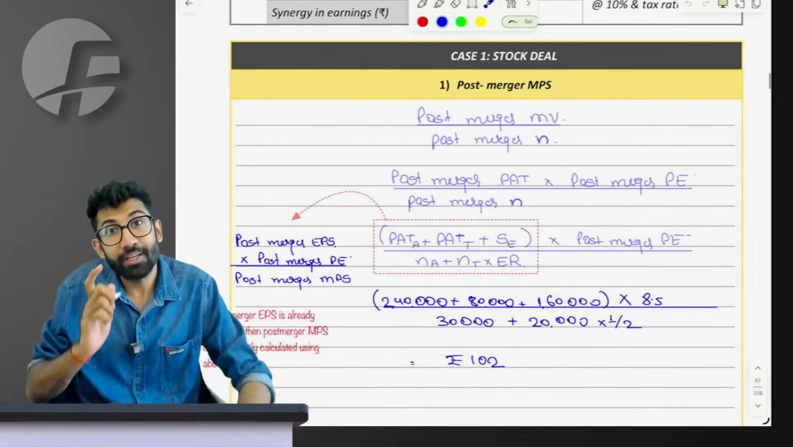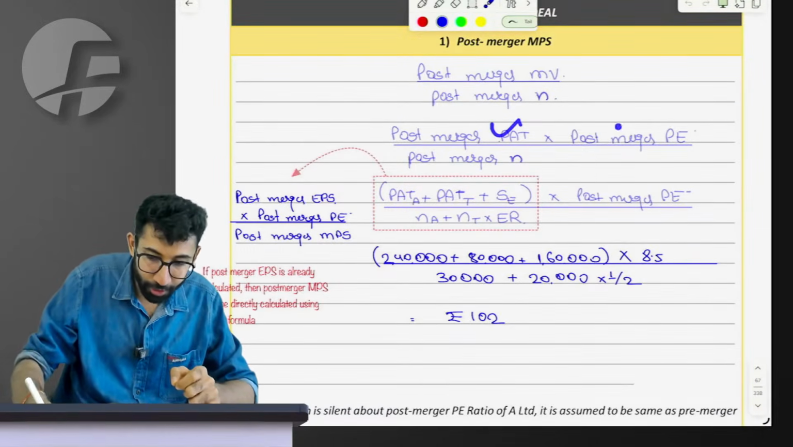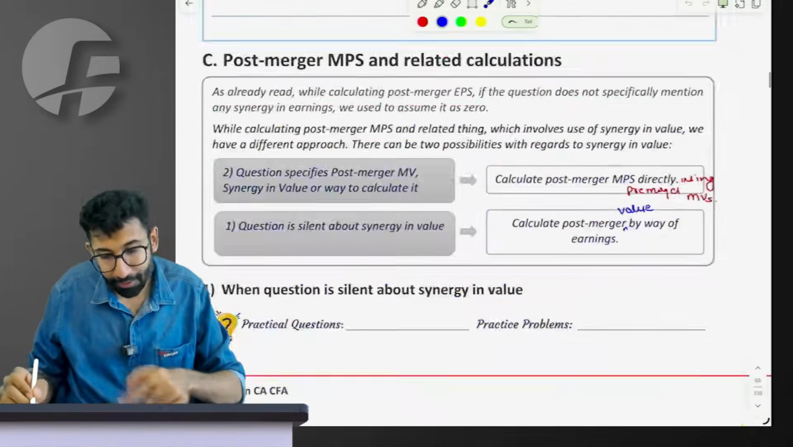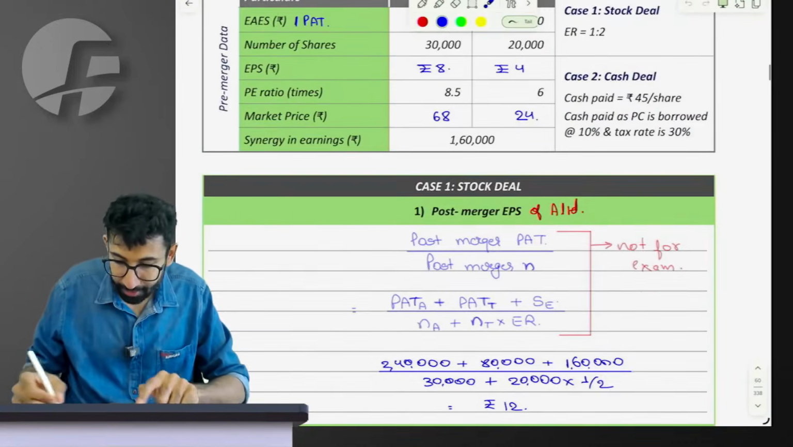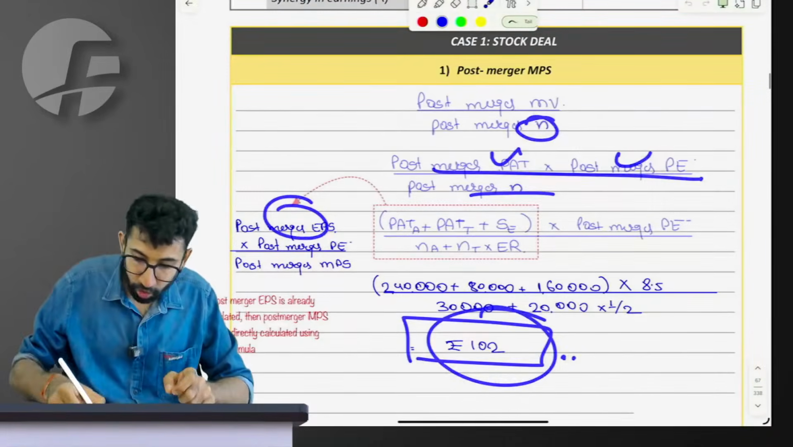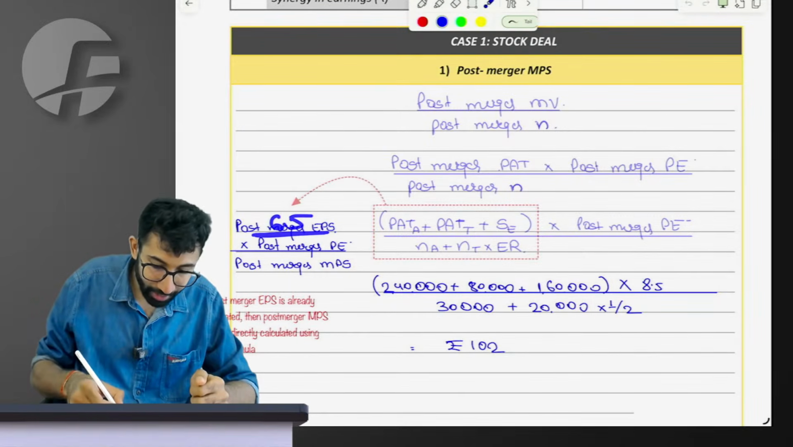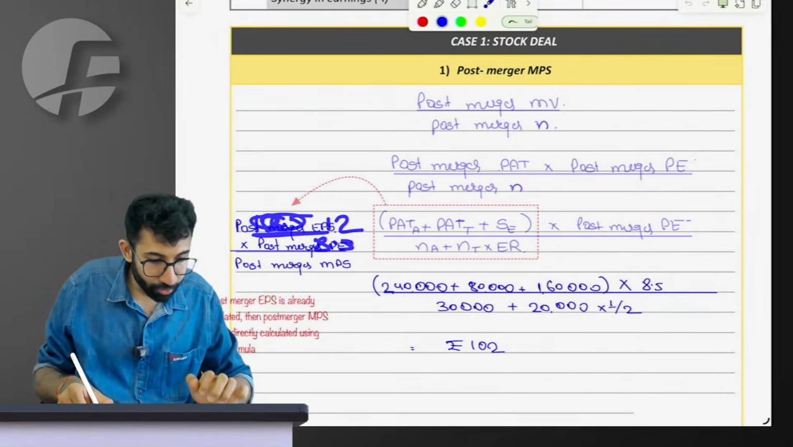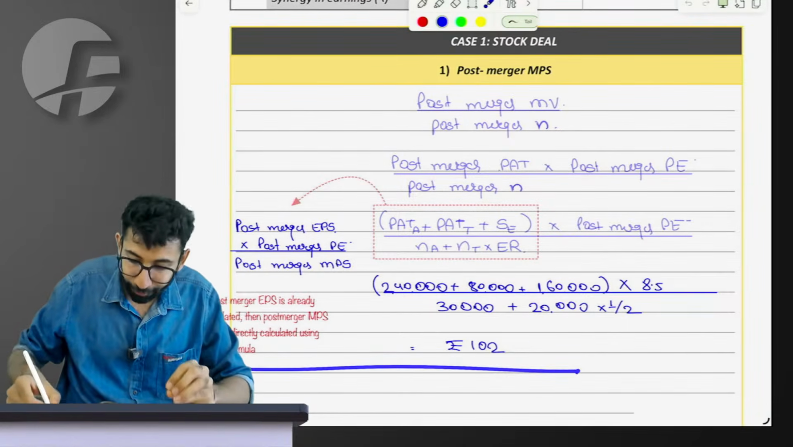So if the details regarding synergy in value are not given, we have to follow the earnings approach, and the earnings approach says PAT into PE gives you the market value, divide by number of share, gives me the post-merger MPS. Sir, what was my post-merger EPS in the previous section? I calculated the post-merger EPS in the previous section, which was 12. Post-merger EPS into post-merger PE is also post-merger MPS. So suppose the examiner has asked me to calculate post-merger EPS, which is 12. So 12 into 8.5 gives you the same number of MPS, which is 102. Sorted, cool. So we have found the post-merger MPS.